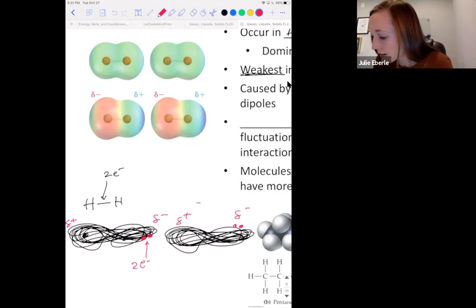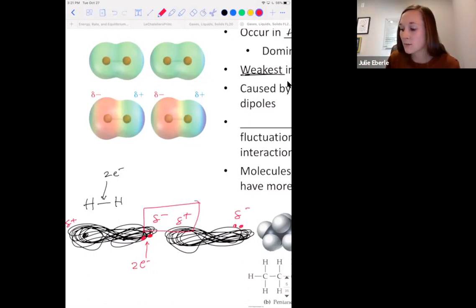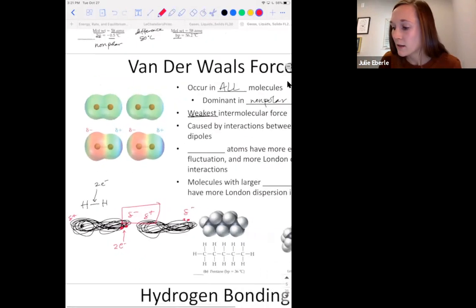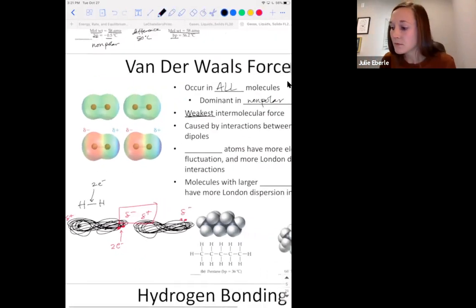And it's this interaction that creates the attraction between the negative and the positive. It's just for a split moment, okay? That's why it's called a momentary dipole. So it's different from a permanent dipole because it goes away very quickly. This seems like it wouldn't account for anything because it's so momentary, but they do add up across millions and millions of molecules.